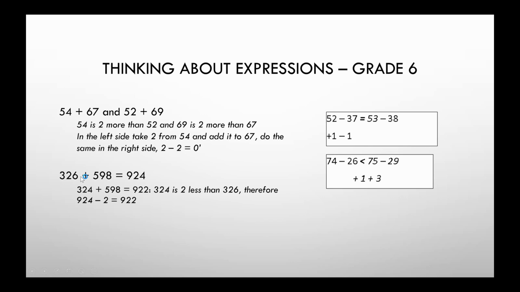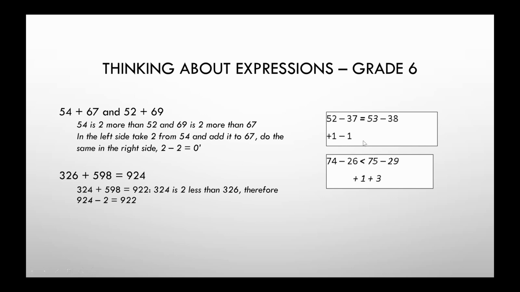Similarly, when we gave them 326 plus 598 equal to 924, and then gave them 324 plus 598, they said that 324 is 2 less than 326, therefore 924 minus 2. So you see how their previous experiences and expectations of arithmetic are actually driving some of these. These were not explicitly taught, but they were able to produce some of these.